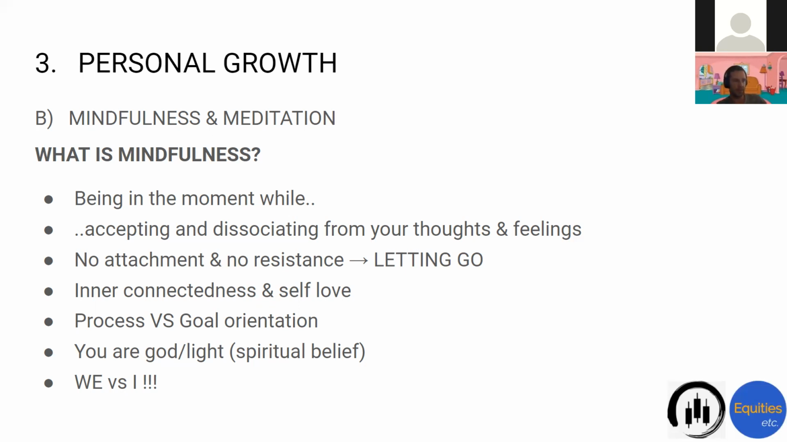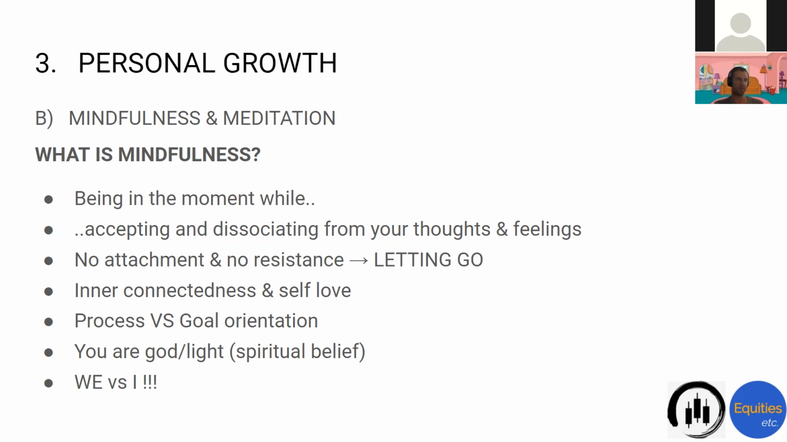And the interconnectedness: just be aware of what's going on inside of you. Self-love: love yourself the way you are. There's an emphasis on process versus goal orientation. If you do interviews with very successful traders, there's a common theme that they're all process oriented. They have very little goal orientation, which can really mess up your processes.